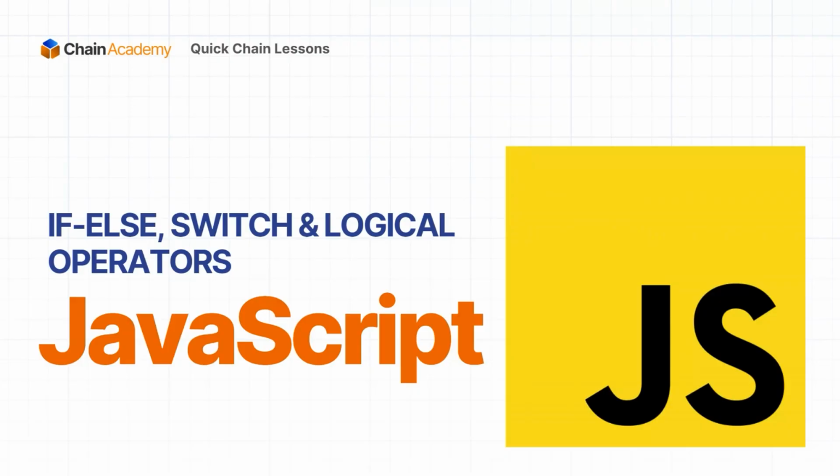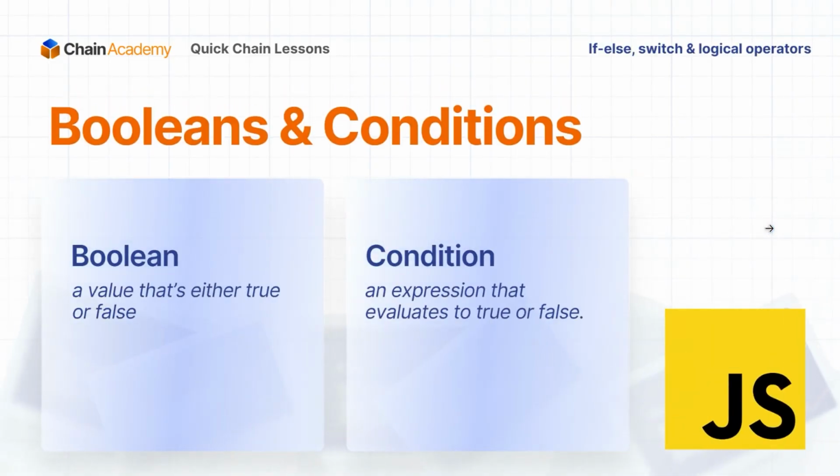To understand how decisions work in JavaScript, we first need to talk about booleans and conditions. A boolean is the simplest data type. It can only have two possible values, true or false. If you want to learn more about data types, then watch our previous episode of JavaScript here in Quick Chain Lessons. So a boolean is the simplest of them, which only has two possible values, true and false.